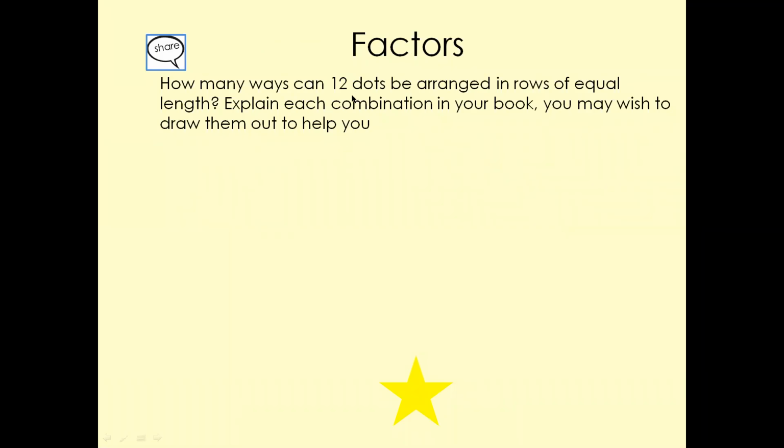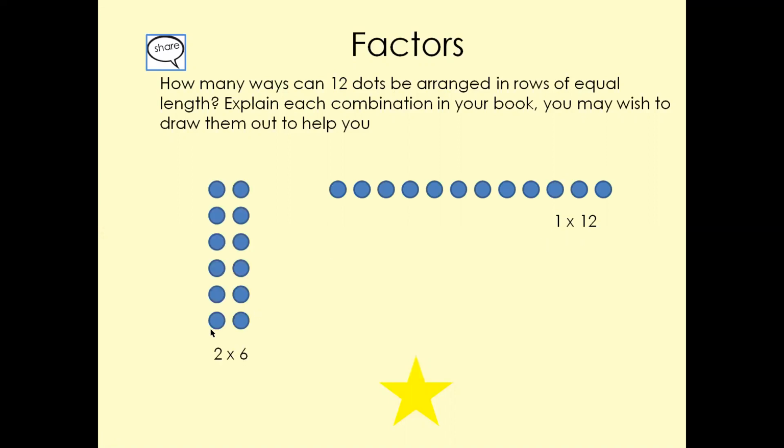Let's have a look at this question here. How many ways can 12 dots be arranged in rows of equal length? You might want to draw them in your books. Now that's one way of drawing the dots. That's another way, 2 times 6, and that's the third way, 3 times 4. So these are the 3 possible ways in which 12 dots can be arranged in rows of equal lengths.